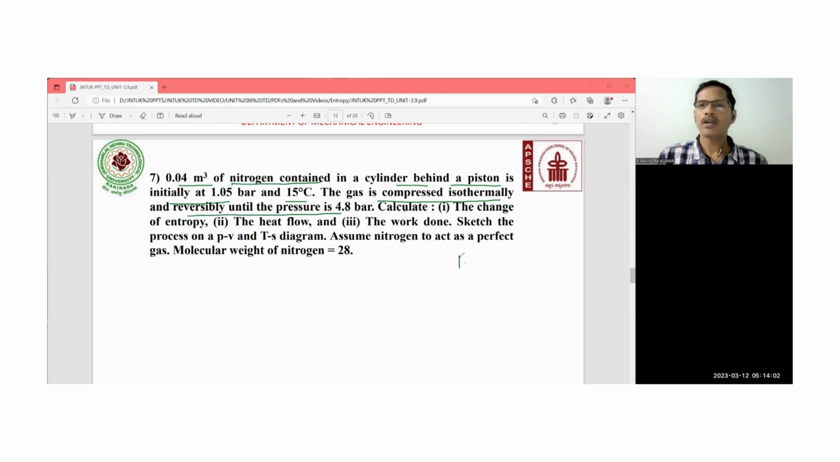So drawing the PV plane and TS planes are very important. This is the compression, isothermal compression, that is 1 to 2. Isothermal means PV is equal to constant, and observe the directions on the PV and TS planes. Isothermal compression means this is 1 to 2, where the temperature remains constant.